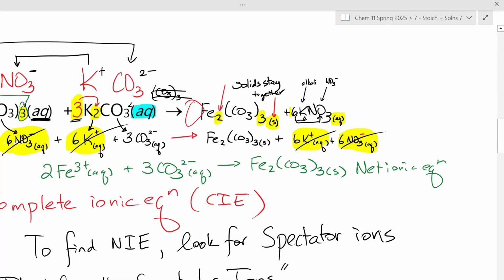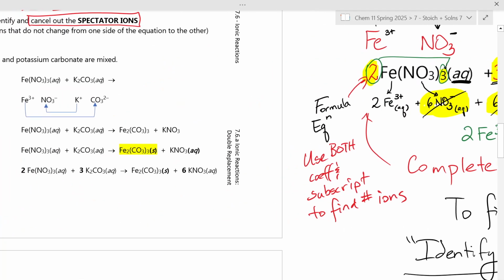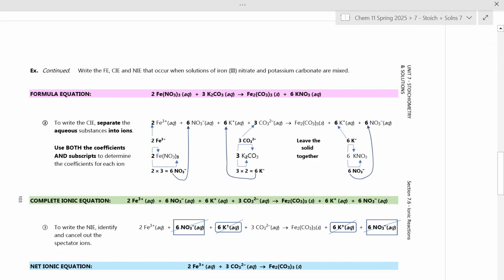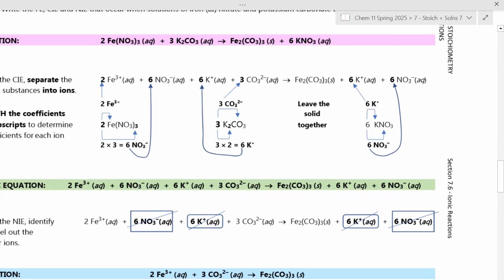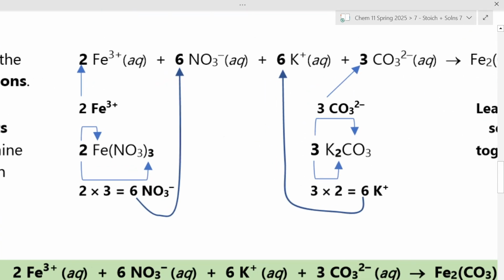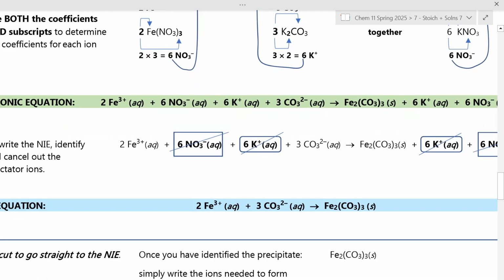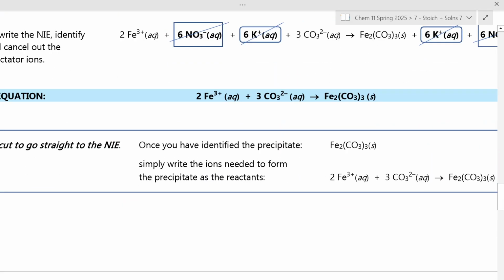So it's really not that much different from what you've been doing before. Just remember, when you're separating them, you need to use both the coefficient and the subscript to figure out the number. Now this works you through the whole thing, it steps you through every step of the way. Oh look, we have 2 Fe's. There's our complete ionic equation. There's our net ionic equation.